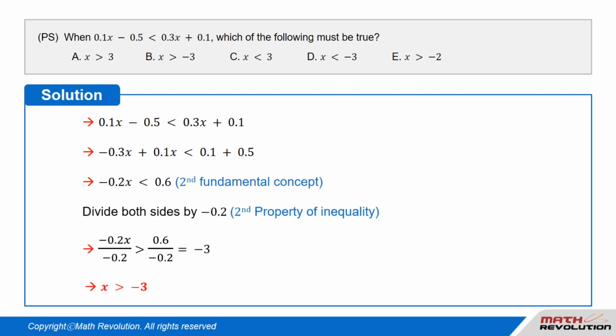Using the second property of inequality, which is the negative rule in inequality, let us divide the inequality by negative 0.2. Then negative 0.2 times x over negative 0.2 is greater than 0.6 over negative 0.2, which equals negative 3, or x is greater than negative 3. Thus, B is the correct answer. Answer B.